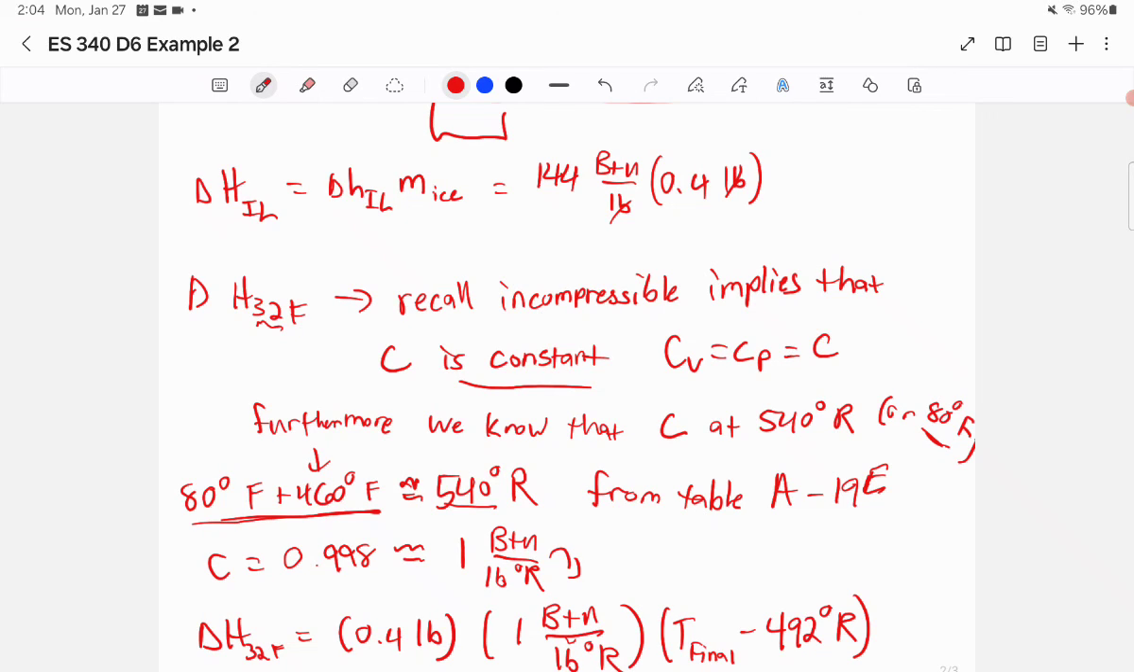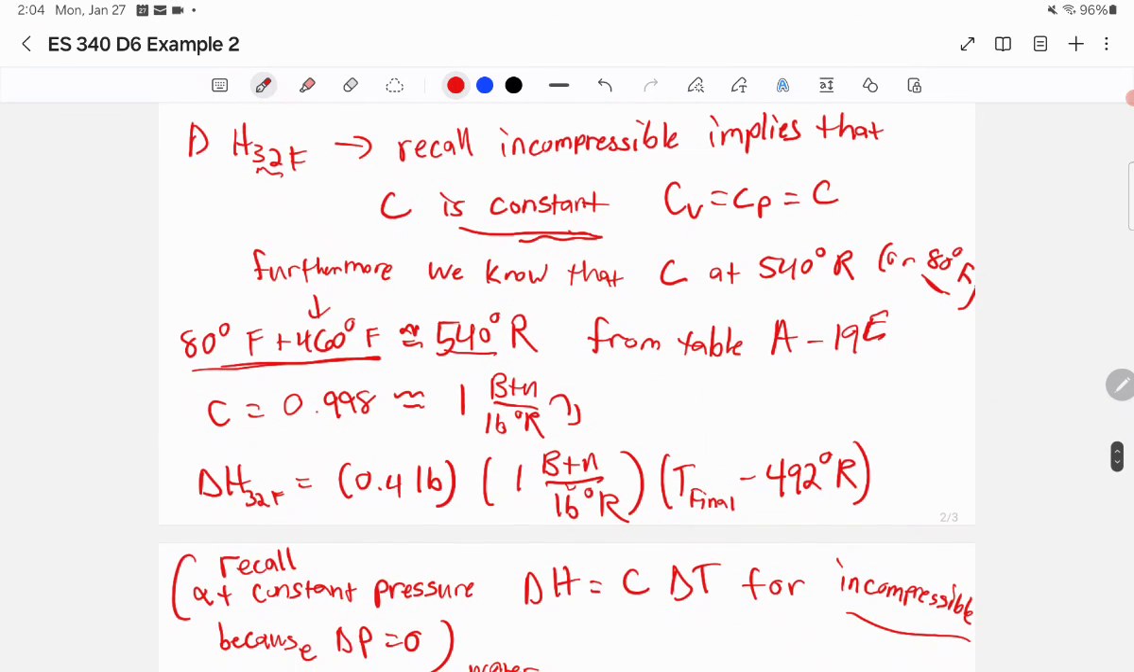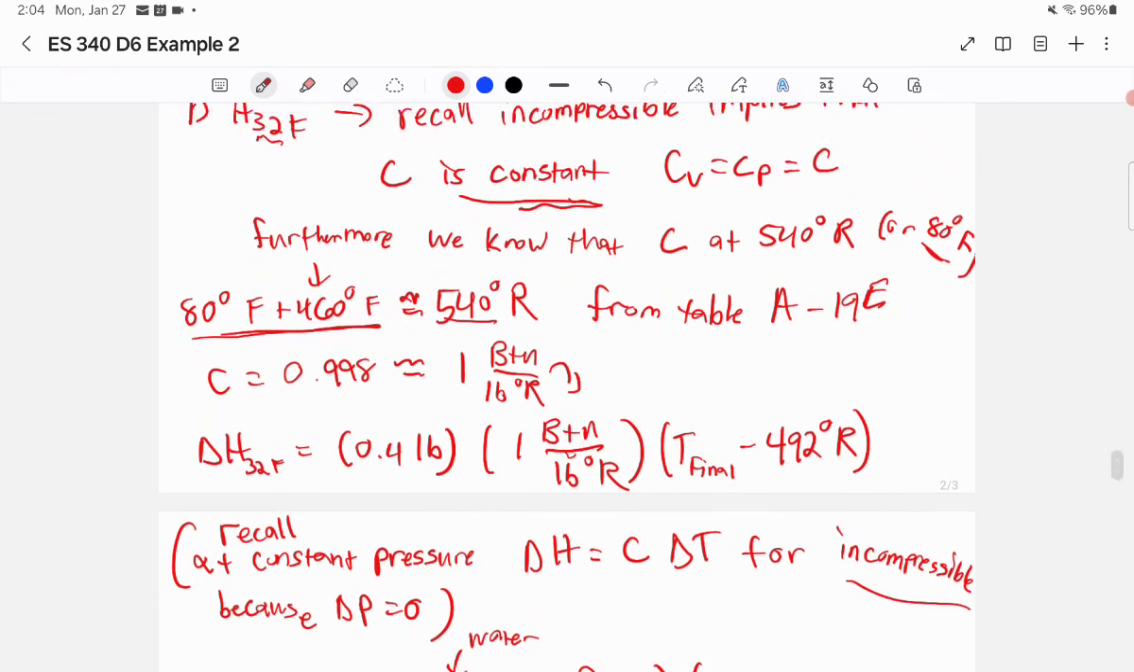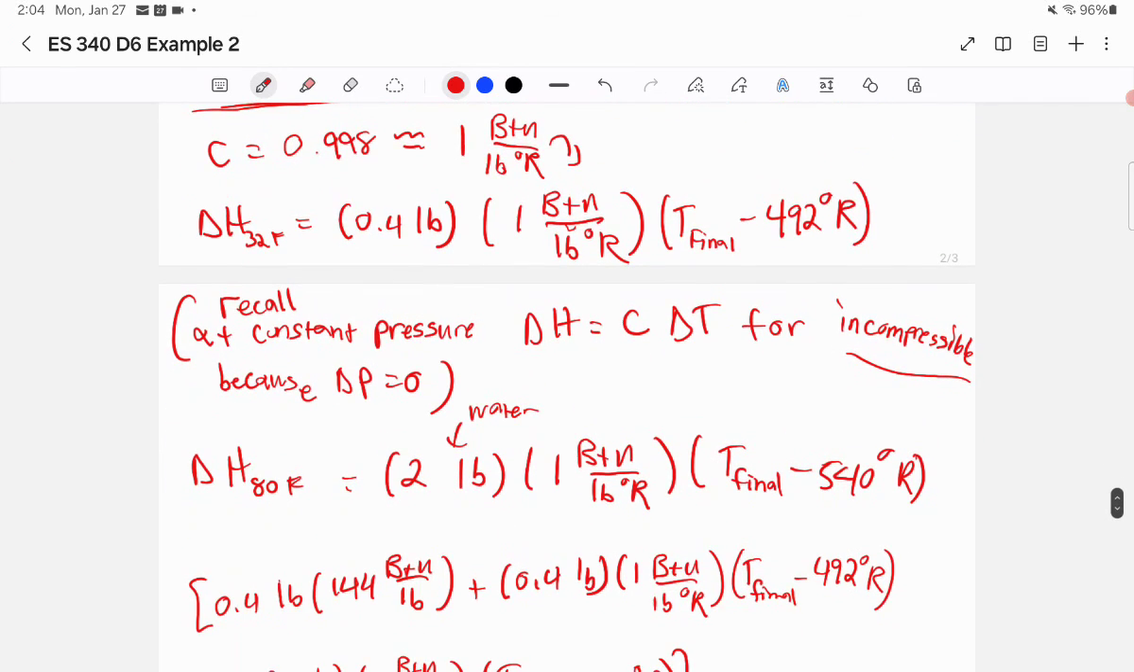Remembering that C is constant in incompressible fluids, right? So that we can just take whatever C is, and we can apply it both at 32 degrees and at 80 degrees Fahrenheit, because it has to be constant. And also this part right here, realizing that at constant pressure, the delta H has to be equal to C times delta T, because delta P was equal to 0, so that final term drops off in our incompressible case. Okay, so that's really the hard part, is pulling all of these together.